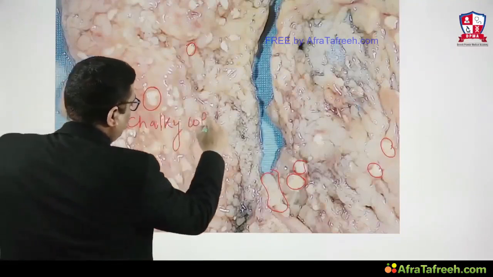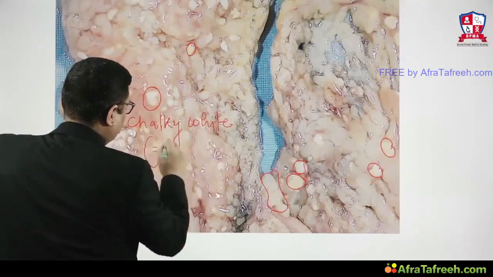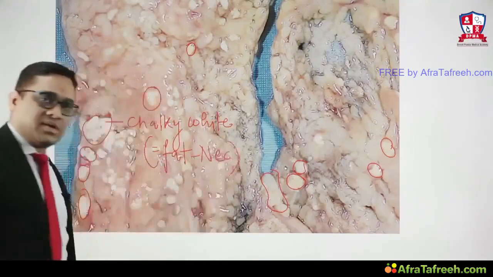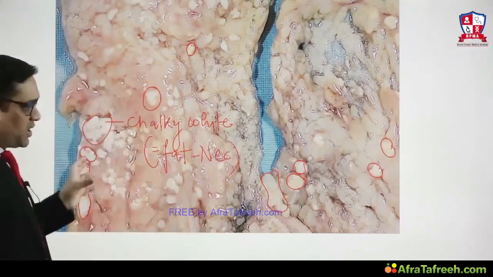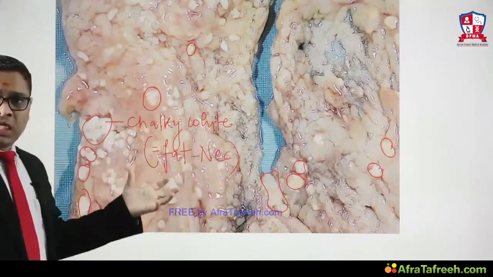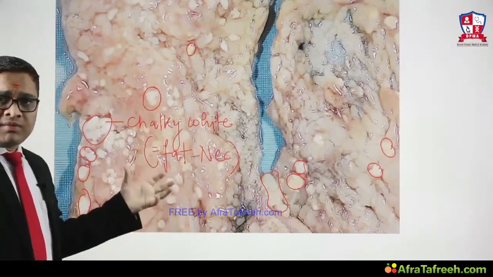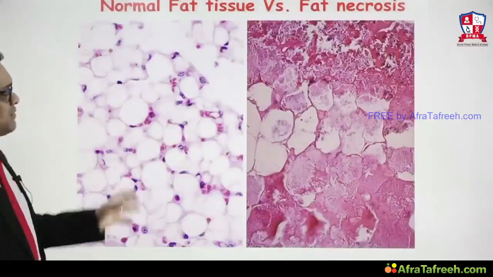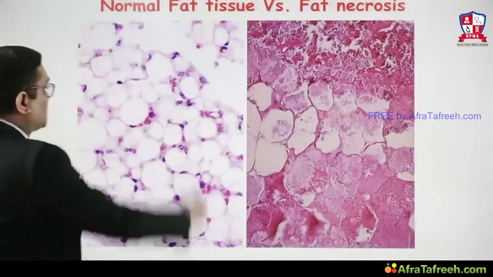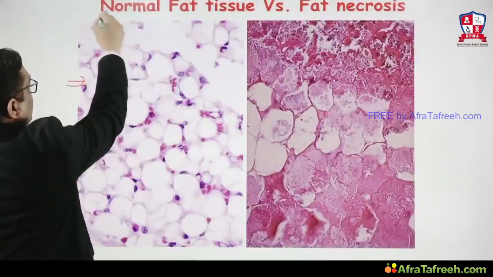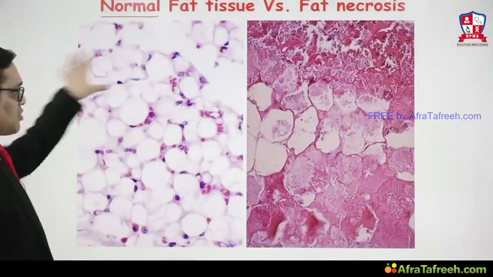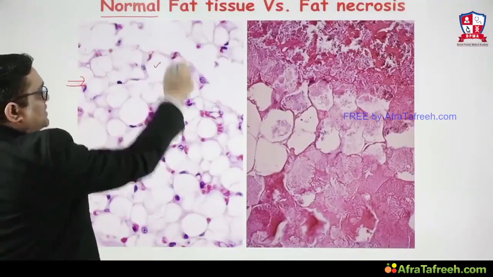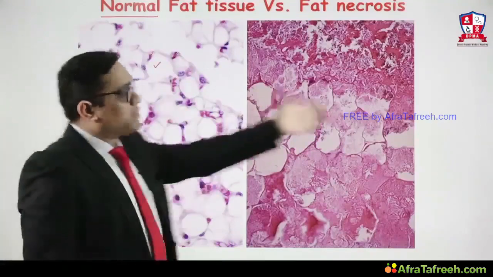This chalky white deposit is a fat necrosis, right? That's what I was telling you, it's the saponification of the fat necrosis. So in fat necrosis, chalky white areas are visible. And when you see the microscopic examination, now I will show you, that's what I have shown you. This is the normal area. You can see I have written here normal fat tissue. You can see the clear area and the nucleus is at the periphery. So this is normal. Now you compare the fat necrosis.